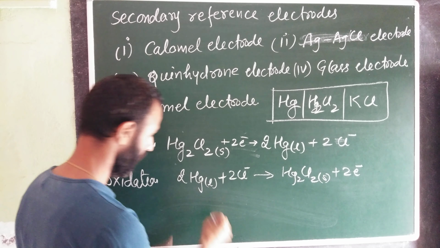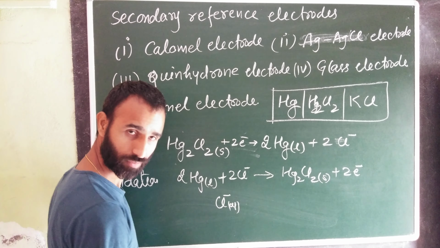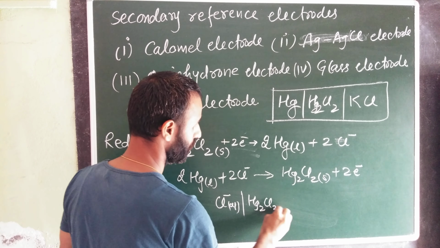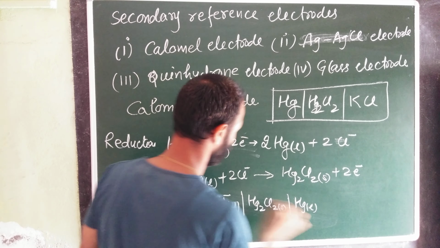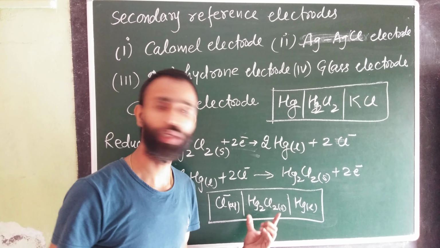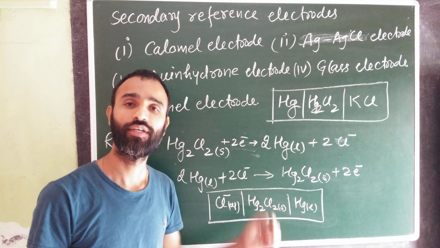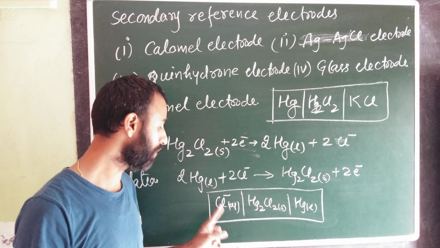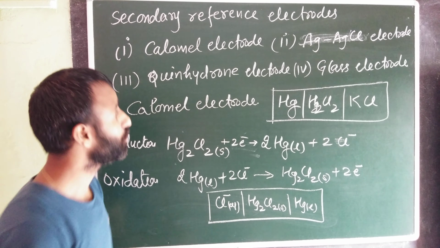Okay, and it is represented as Cl negative aqueous, Hg2Cl2, Hg liquid, and its E naught value depends on the concentration of Cl negative, because it is reversible with respect to Cl negative ions. So three types of setup are used.